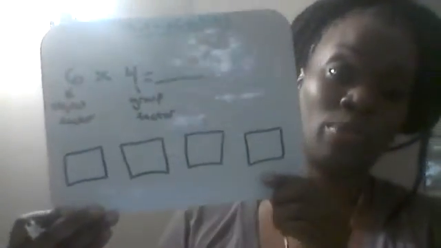1, 2, 3, 4. All right. So now I have 4 groups. Okay, because I looked at my multiplication number sentence, and I know that I have 4 groups.